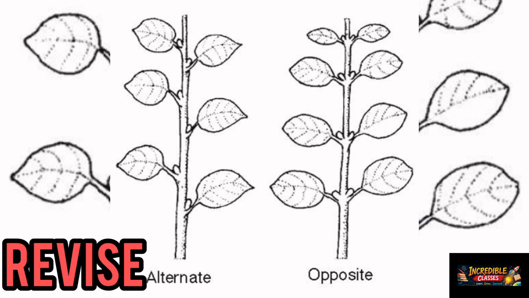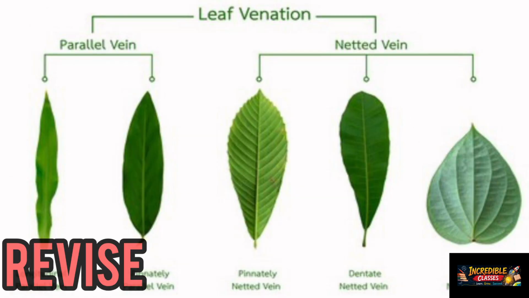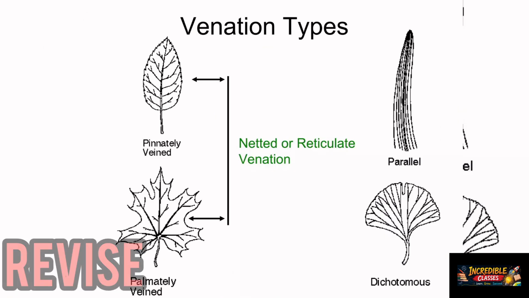First we studied the arrangement of leaves. If the petioles of the leaves are in a zigzag manner, it is alternate arrangement, and if they are opposite to each other, it is opposite arrangement. Second, the type of venation. If the veins of the leaf are in a net-like arrangement, it is reticulate venation, and if they are parallel to each other, it is parallel venation.